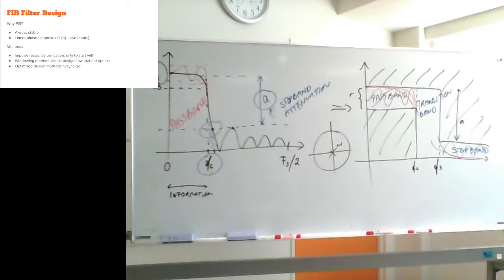There are these three methods, but actually today we are going to exercise the windowing method. So there are a couple of other methods. So impulse response truncation is one method.